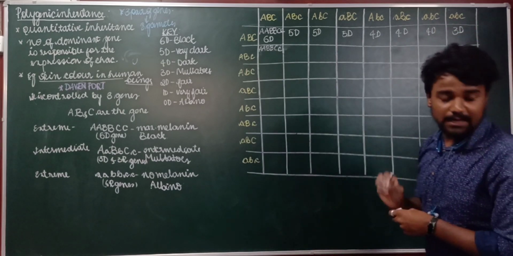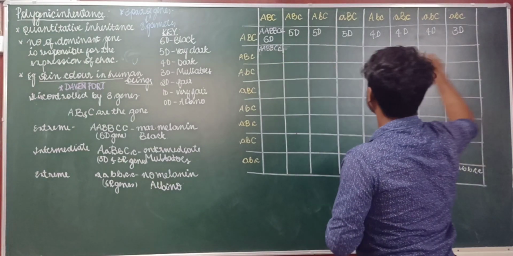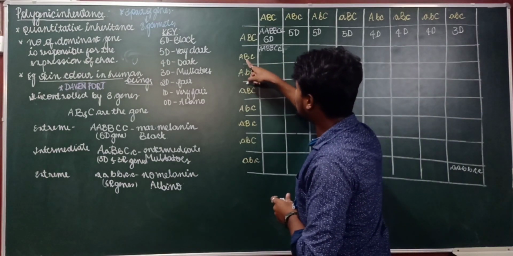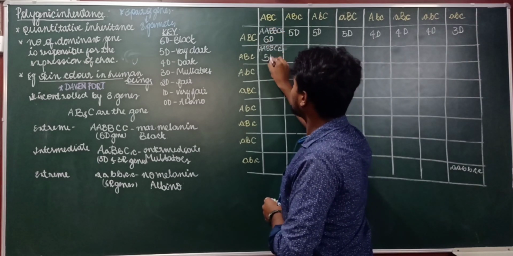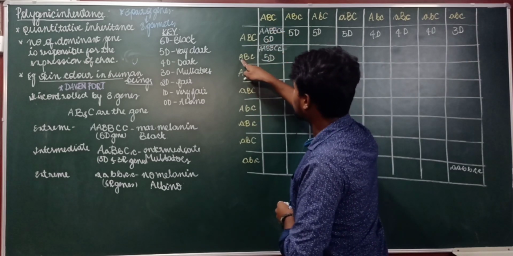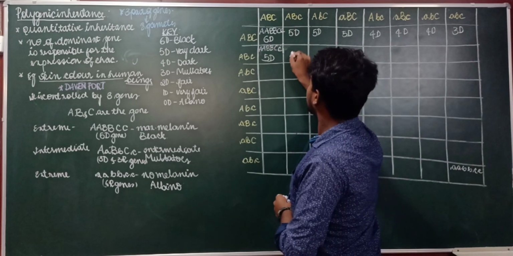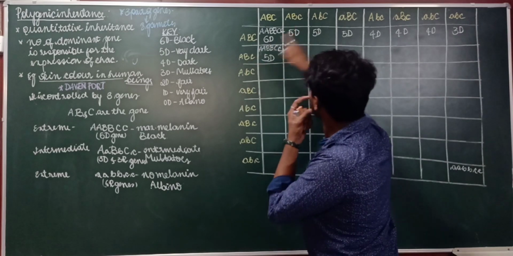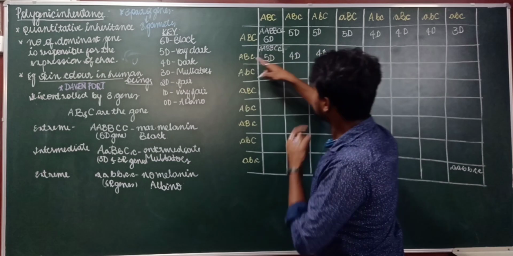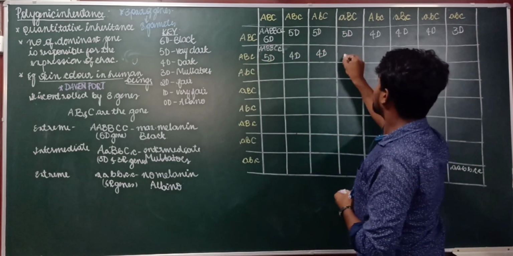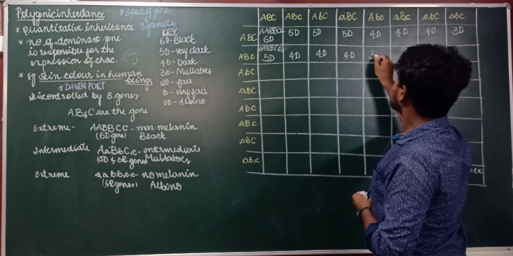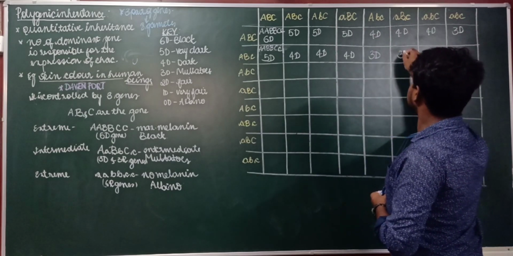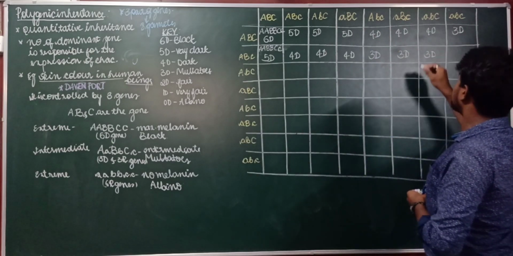I hope you are understanding. If you have not understood, we'll fill one more line. You will get an idea. Here there are 2 dominant genes. Here there are 3 dominant genes. So in total it is 5 dominant genes. 2 plus 2, 4 dominant genes. 2 plus 2, 4 dominant genes. Here 2 dominant genes, 2 dominant genes, 4 dominant genes. 2 plus 1, 3 dominant genes. Here also 3 dominant genes. Here also 3 dominant genes.